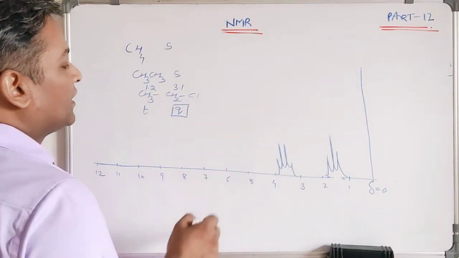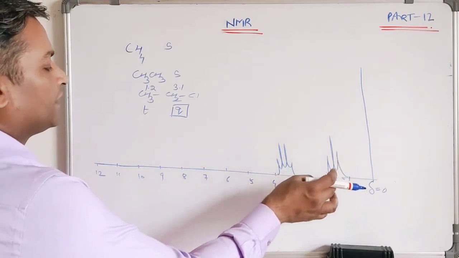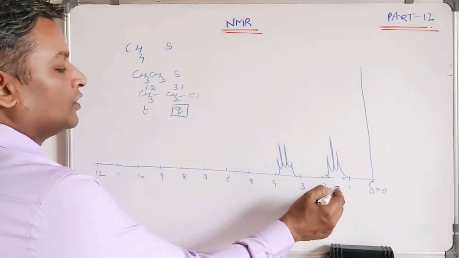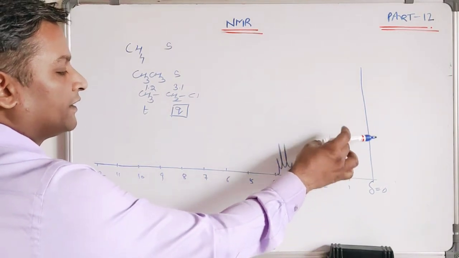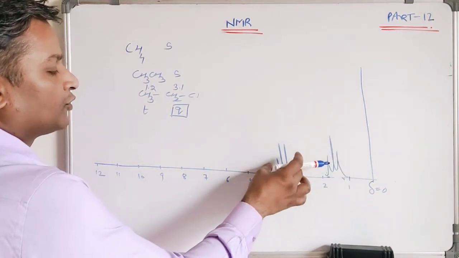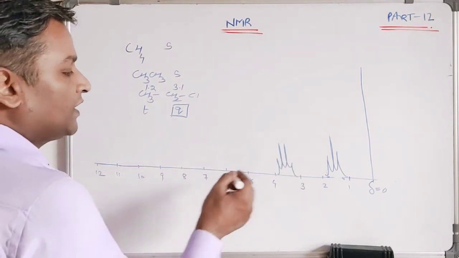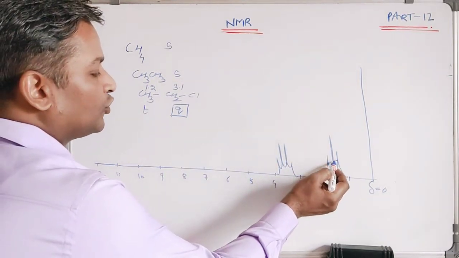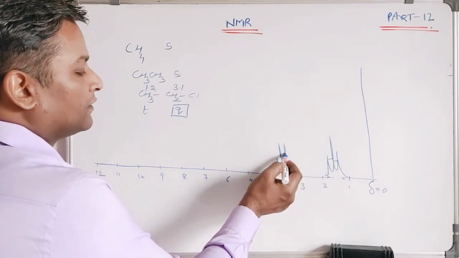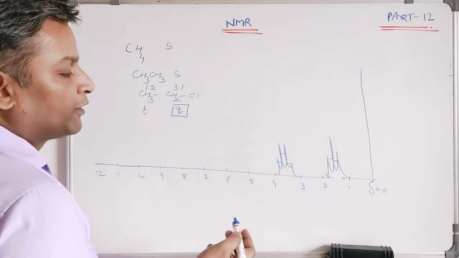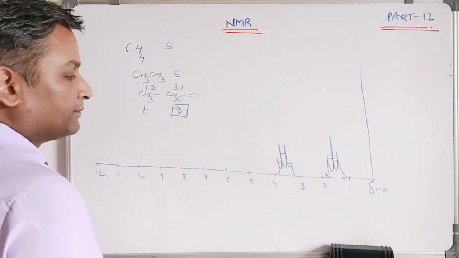You know very well that the triplet will have the higher area because it contains 3 protons, in comparison to the CH2, which contains only 2 protons. And the separation between these lines, you know very well, is called the coupling constant. Whatever the coupling constant is, you will write it in your spectra.